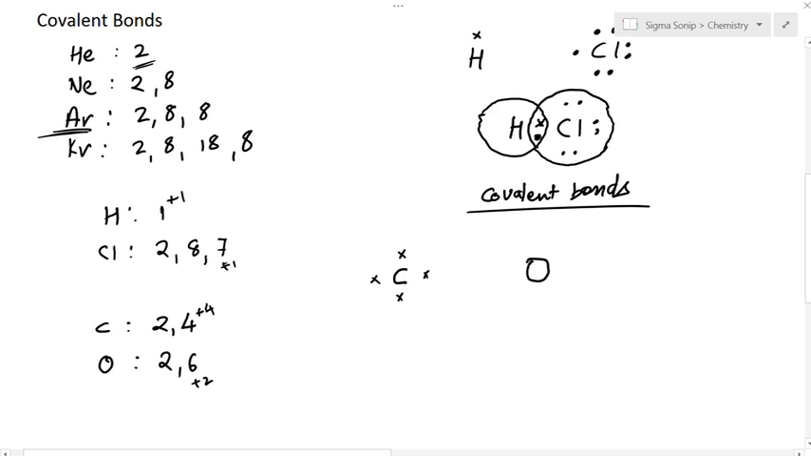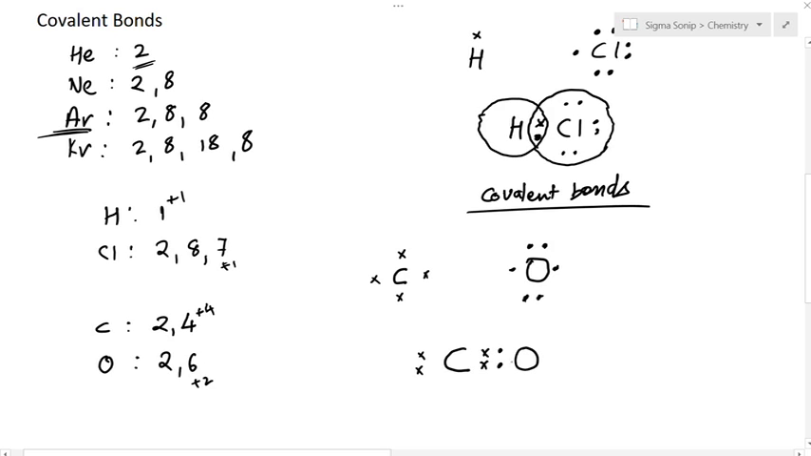And oxygen has 6 electrons. So 1, 2, 3, 4, 5, and 6. Now when they combine, I see that oxygen is willing to share only 2 electrons, but carbon needs 4. So one carbon atom will bond with 2 oxygen atoms. That way this carbon atom would gain 4 electrons, and it would gain the electron configuration of a noble gas. How is it done? Let's take a look. So this is my C. It shares 2 electrons with 1 oxygen atom, and 2 electrons with the other oxygen atom.